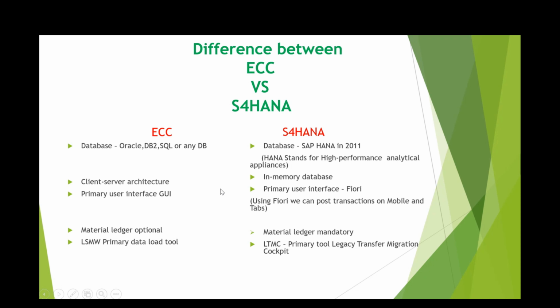In ECC, the primary user interface is GUI, whereas in SAP S4HANA, the primary user interface is Fiori. So what is the advantage? What is Fiori? We can post all our transactions on mobile as well as tabs, whereas in ECC GUI, we can't post transactions on mobile and tabs.